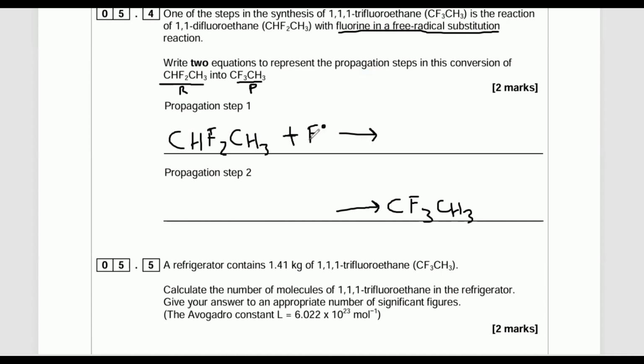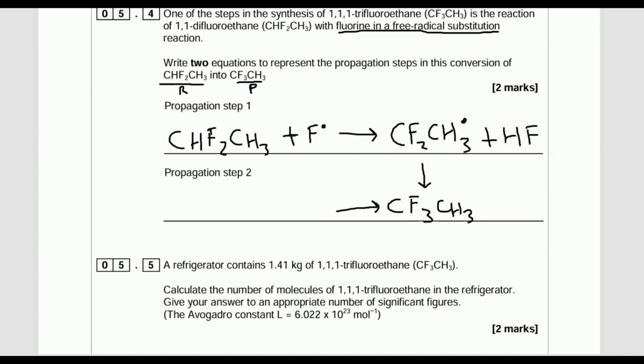And so what we're going to do is join that F. It's going to steal this H here. So we're going to go CF2CH3, and we're going to have that as our new free radical because it now has an unpaired electron, and we have hydrogen fluoride. Now, why did I need to form this? Because I need to eventually get to that. And what's missing? What do I need to make that CF3CH3? I don't need another H. I need another F. I need another fluorine to make that CF3.